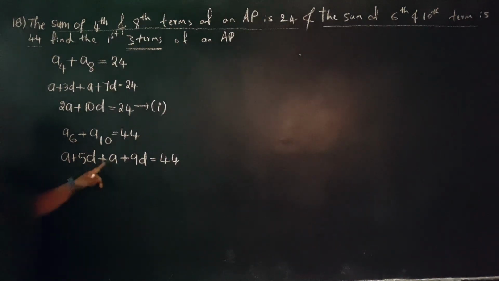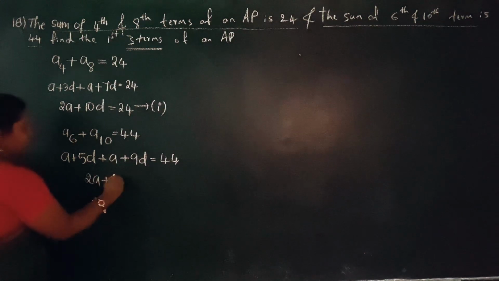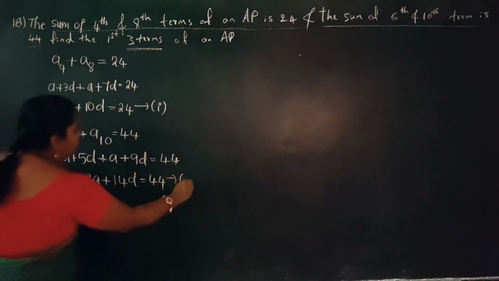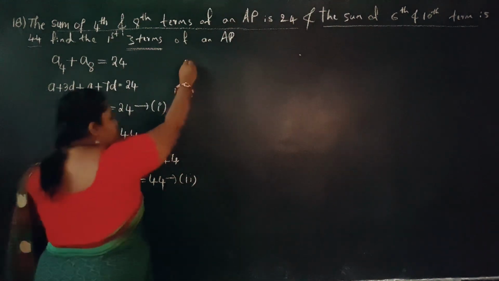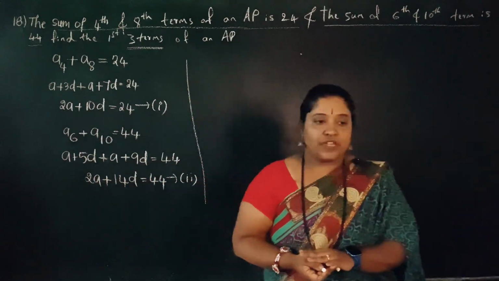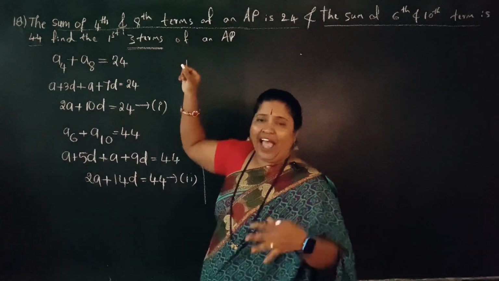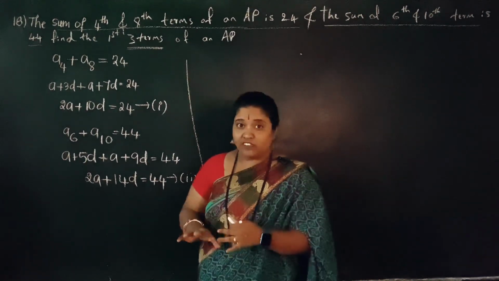Now you just see here. A plus A is how much? 2A. 5D plus 9D is how much? 14D is equal to 44. Let it be equation number 2. Once I get the two equations, my task is to solve those two equations to get the A and D values. Understanding? Now dear, what do I do? I will either add the equations or subtract the equations. But the decision is left with me.